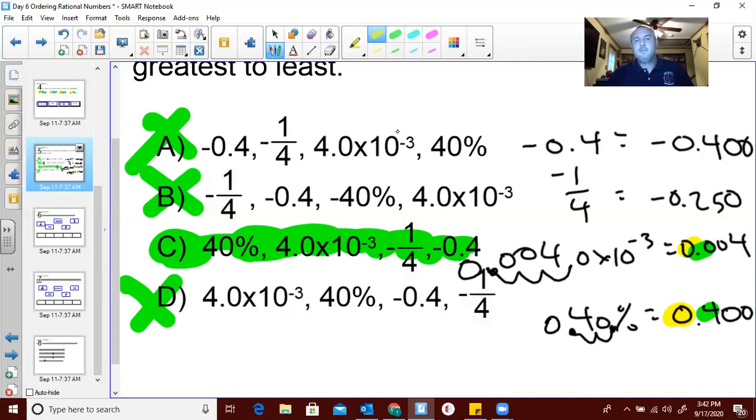I have negative 0, decimal, negative 0.25, and negative 0.4. Now, normally we would say 4 is bigger, that's got to be next. But because they're negative, it's backwards. Negative 1/4 is closer to 0 than negative 0.4. Or when you're reading from left to right, negative 0.4 is further left than negative 1/4. So negative 0.4 is in fact the smallest number, and all of that falls into place here.